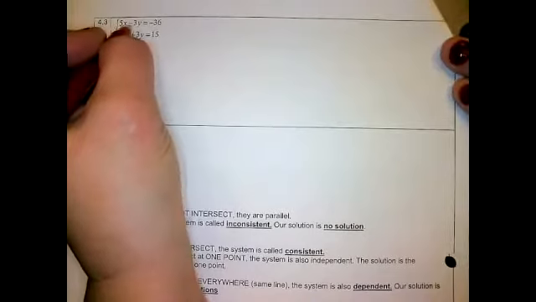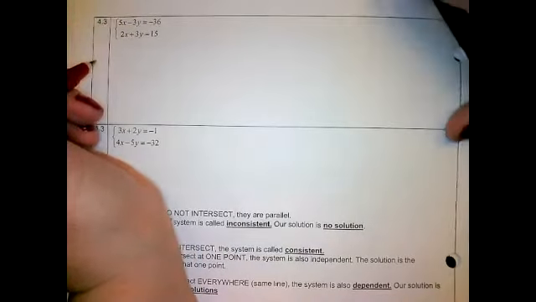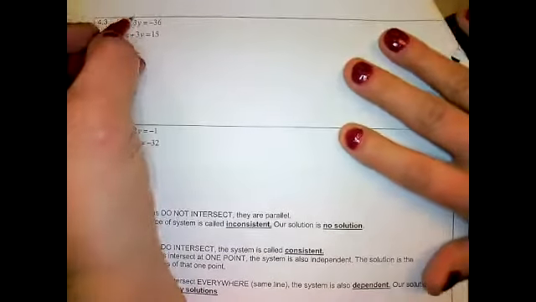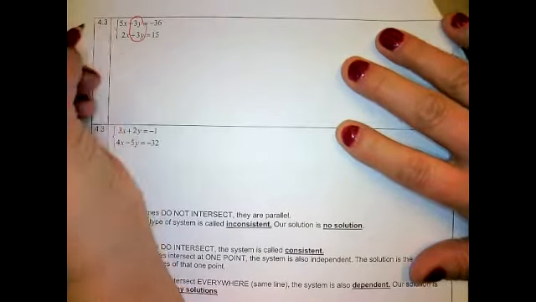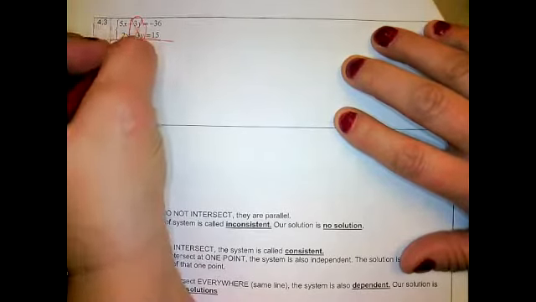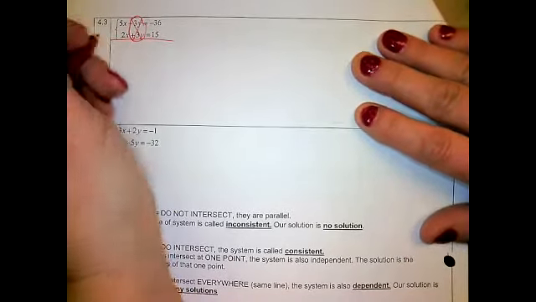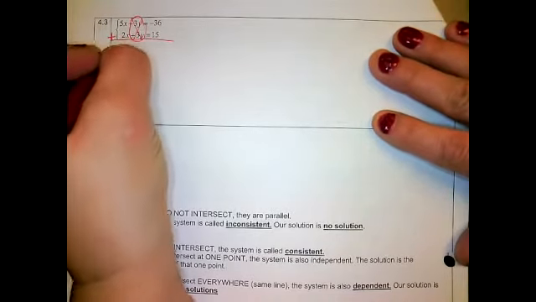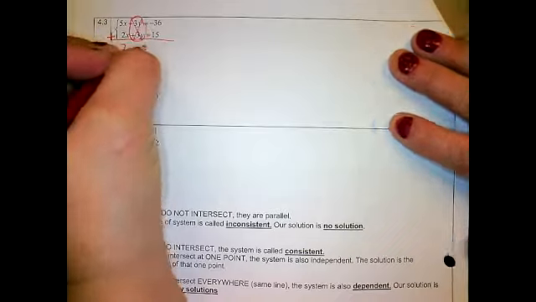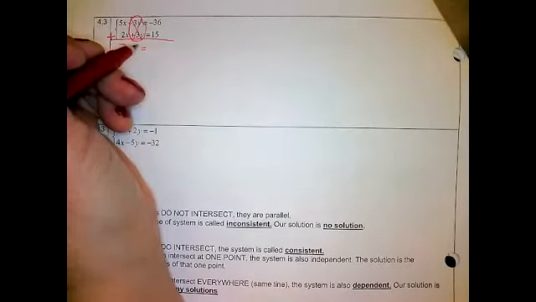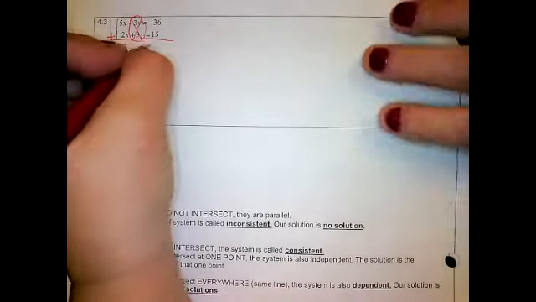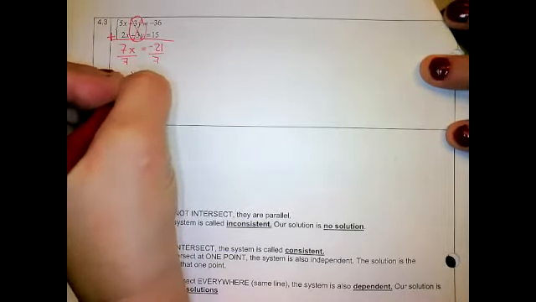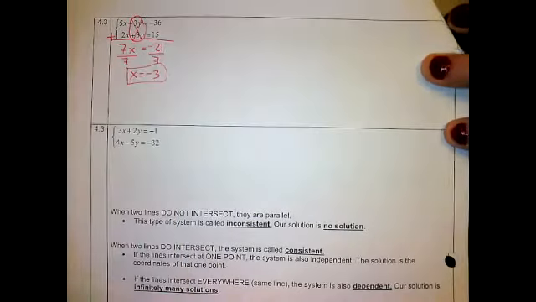So this next one, I have 5x minus 3y equals negative 36 and 2x plus 3y equals 15. So my y values are the same and they have opposite signs, so I don't even have to multiply either of these. So 5x's plus 2x's, we're always adding these two, is 7x's. Negative 36 plus 15 is negative 21. So divide both sides by 7 and I get x equals negative 3.